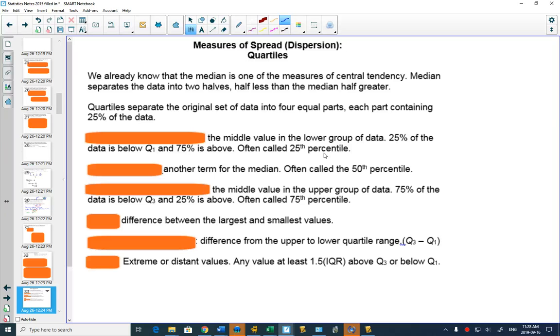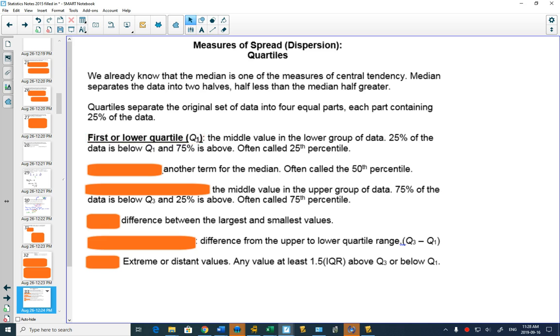Measures of spread. We've looked at the median already. Now we're going to look at some quartiles. If the median cuts it in half, the quartiles, as the word kind of says, a quarter, splits it into quarters. And sometimes your median is called the second quartile.